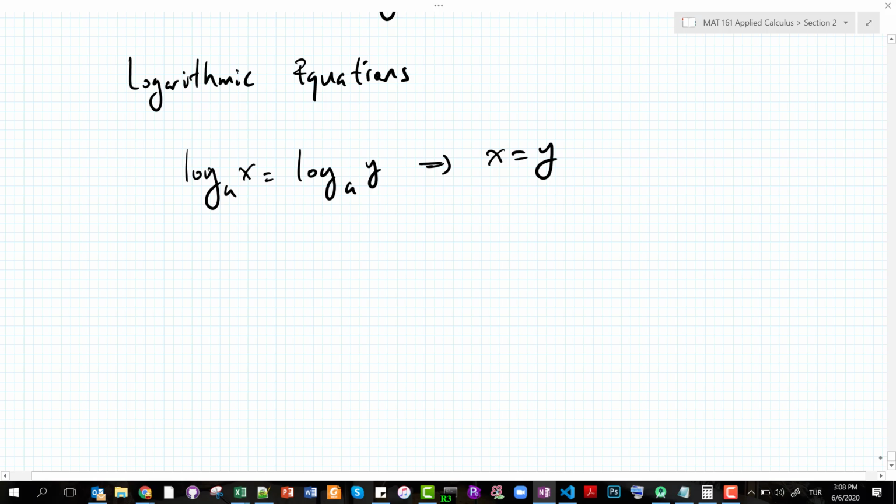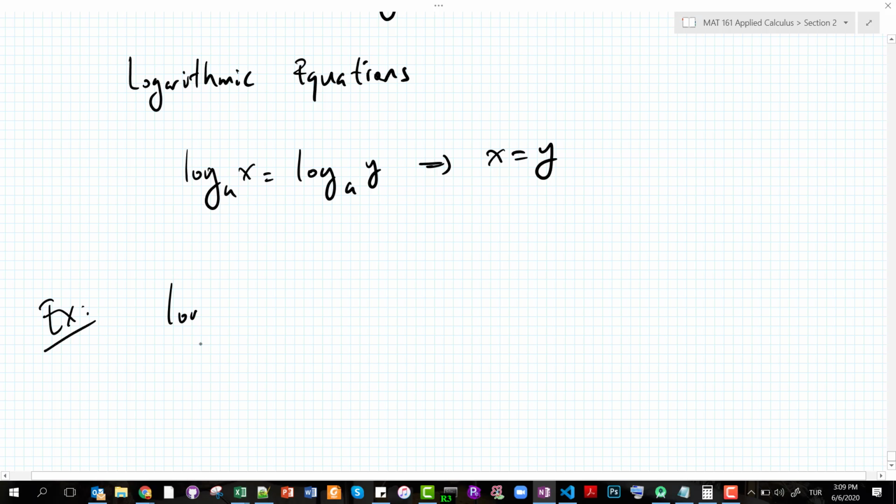Logarithm is so useful to solve some equations, especially when you have the exponential equations or the normal equations. Sometimes you can take the logarithm of each side, and then you can just apply this rule, guys. It says if you have the logarithm on both sides with the same base, the values inside the logarithms will be the same. Let's solve some examples.